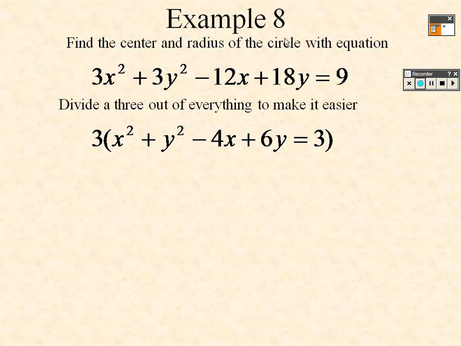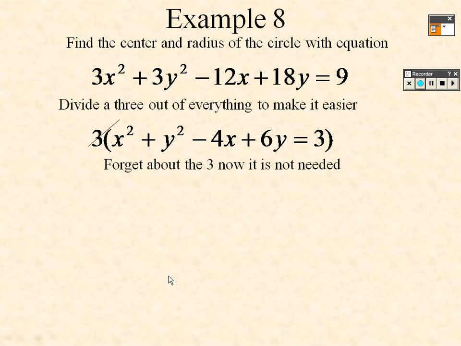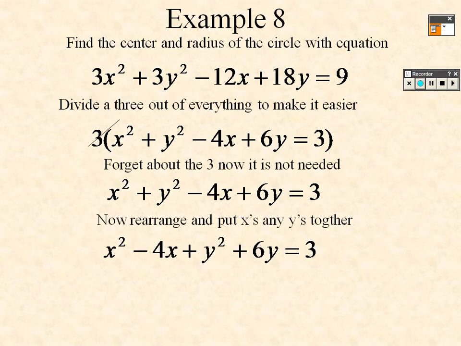That's a negative 4 now. That's a 6, and that is a 3. So I took a 3 out of everything. The 3's gone. Forget about the 3 now. It's not needed to do the problem, and this is what's left. So find the center and the radius of a circle, rearranged by putting all the x's together and all the y's together. So I move this over, move the y's over.